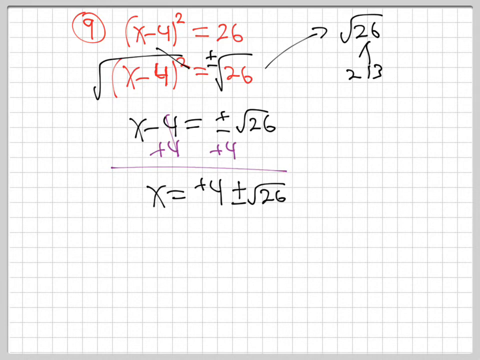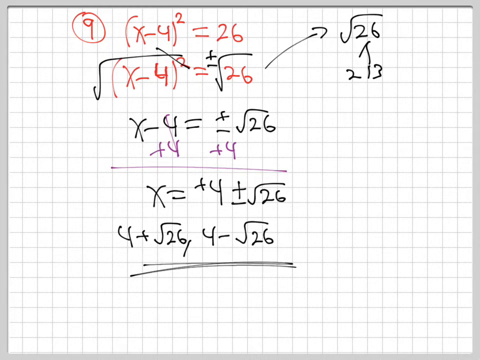And they want you to type them in like this. 4 plus root 26, comma, 4 minus root 26. Either order, but you do have to separate them into 2 answers like that. Make sense? In both cases, the 4 is positive, but the root 26 can be added or subtracted.